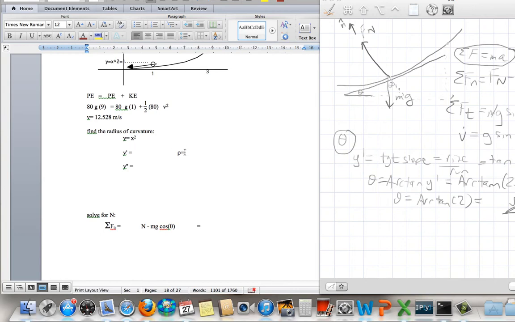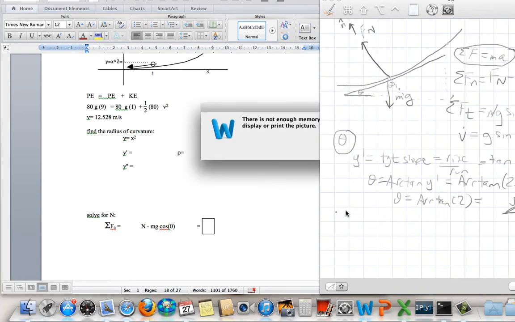Let's find the radius of curvature. Well, that is rho. Okay. And we know y is x squared, and you can go along filling this in here. Y prime is 2x, y double prime is 2. Now we are interested at x equals 1, this value is 2. Why do we need that? Because the radius of curvature is 1 plus y prime squared to the 3/2 over the magnitude of y double prime.